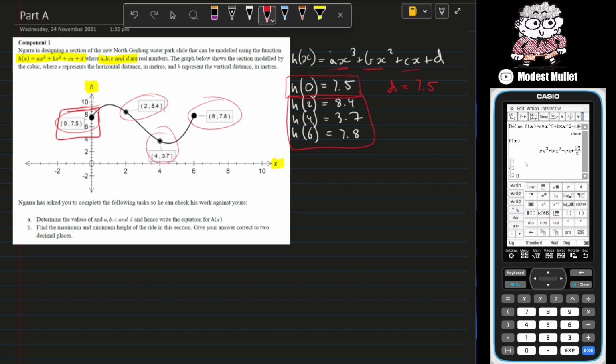There we go. Because we've already defined our function, we can put it in as function notation, and it'll automatically do all the substitutions for us. So f of 2 is equal to 8.4. f of 4 is 3.7. And f of 6... why is it getting a bit stuck there?